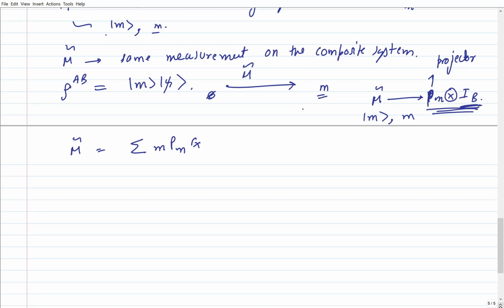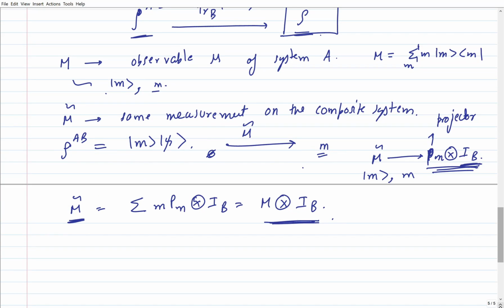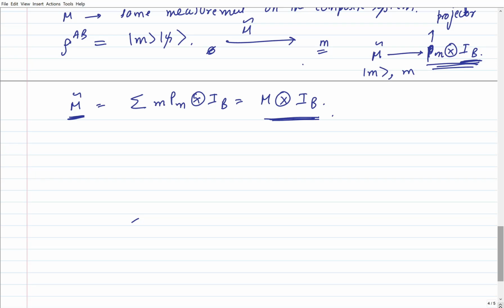Or in other words, this guy. That's the measurement, or that's the operator on the joint system when I need a measurement of M on the system A. So this is a simple enough thing. Convince yourself of this. So what do we need to show now?